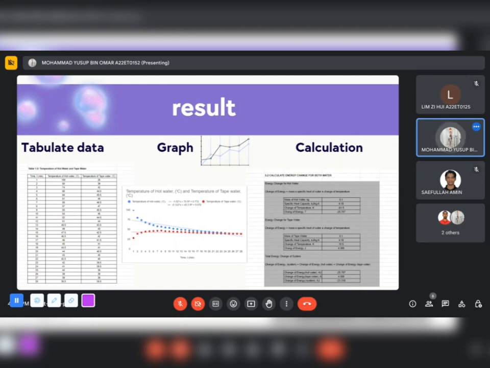So for the calculation, we calculate the energy change of hot water, then we calculate the energy change of the cold water, so we can find the total energy change for the whole system. So we use the equation energy equals mcΔθ, where Δθ is the change in temperature.